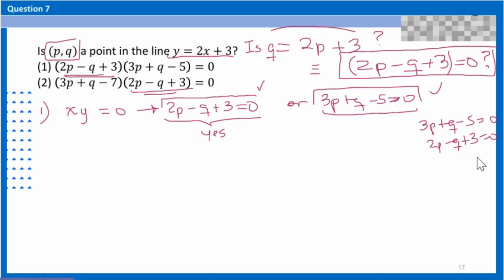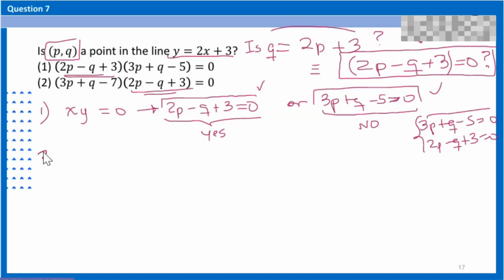But what about any other values of p and q that do not concur with the solution to this system? Just two values that would make the first equation true. In those cases, you would get a no for an answer to this question. So the first statement is clearly insufficient.